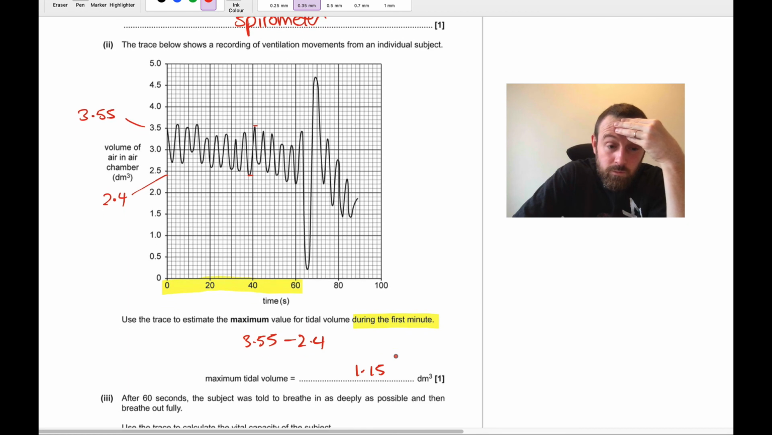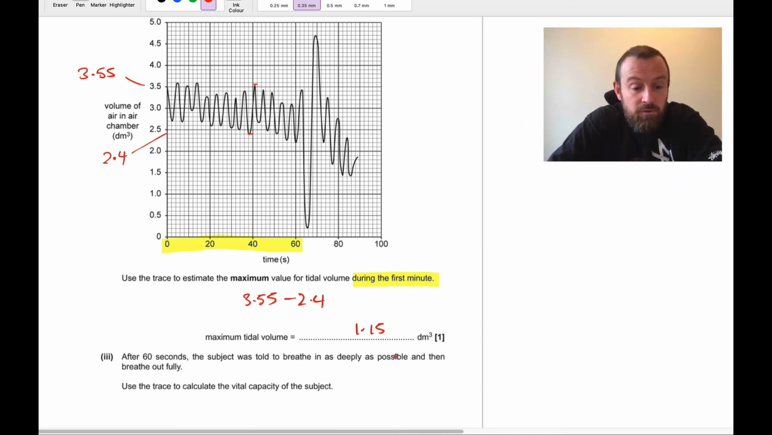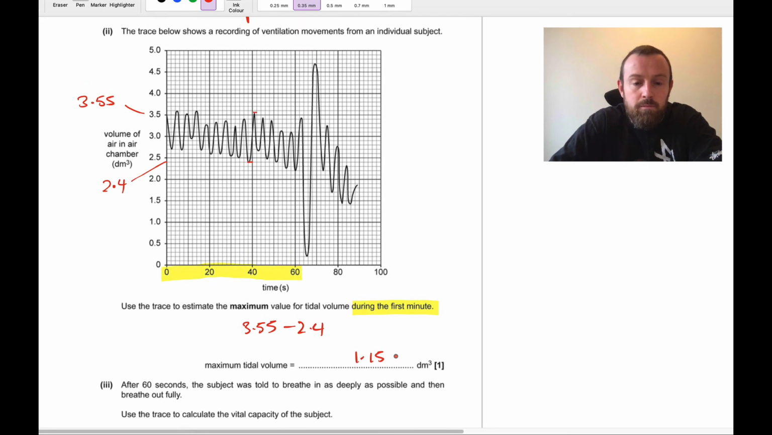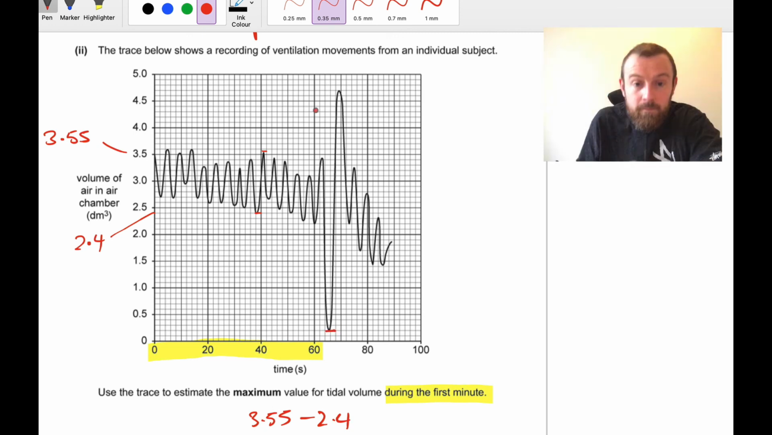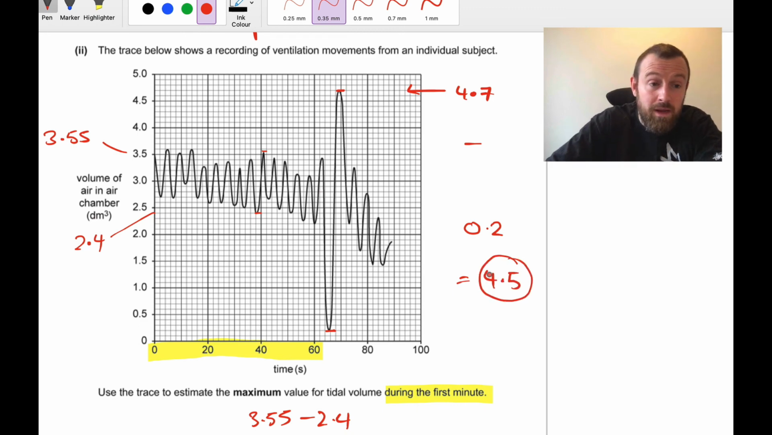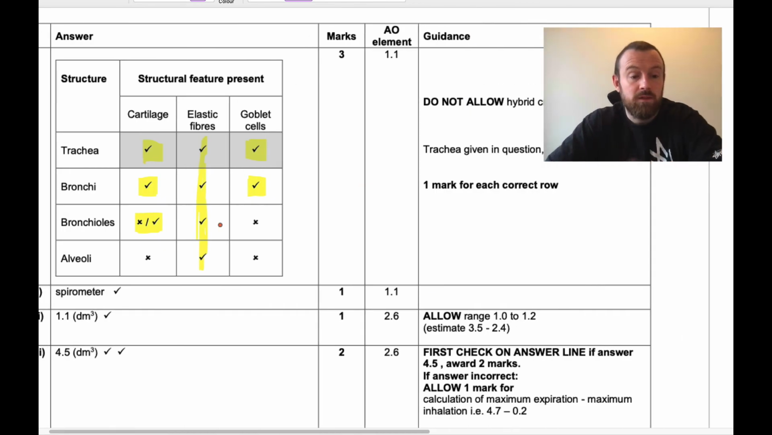Okay, moving on. After 60 seconds, the subject is told to breathe in as deeply as possible and then breathe out fully. Use the trace to calculate the vital capacity. So the vital capacity is the big capacity. Again, we're going to just take some numbers here. It's from down there up to there. So that is going to be 4.7. So it's 4.7 minus, and that value is 0.2. So 4.7 minus 0.2 equals 4.5. That's the answer for vital capacity. Again, checking the mark scheme. Yep, 4.5. And 2 marks for that one.